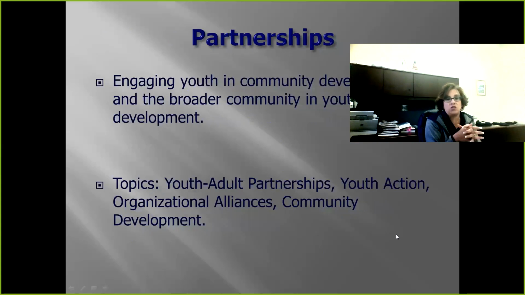So this is engaging youth in community development and looking at the broader community and youth development. It's youth-adult partnerships. It's talking about youth in action, our organizational alliances, community development, etc. We know it's important to build social capital and the benefits that come to young people when they are involved in their community. And so it's having those competencies in what that looks like and building that caring and supportive community.